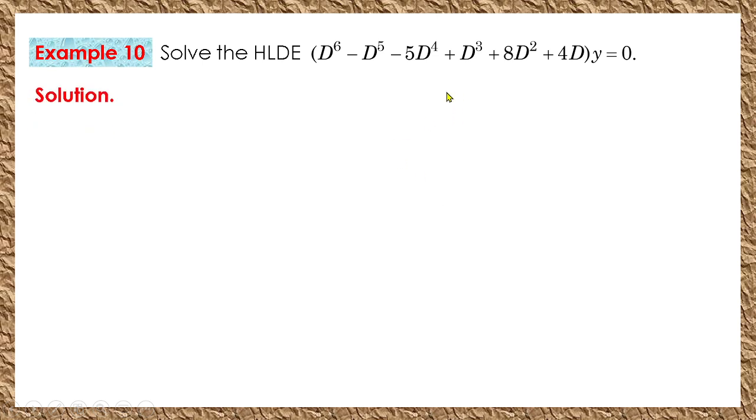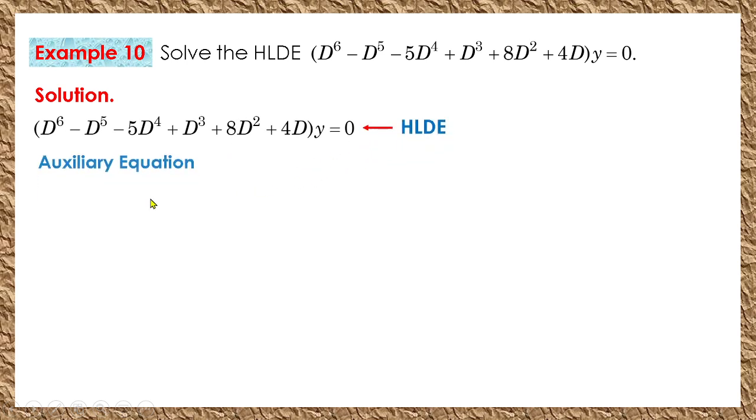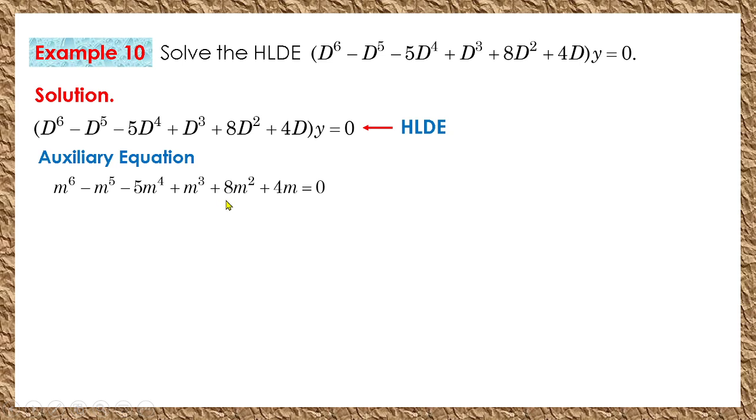D to the 6 minus D to the 5th minus 5D to the 4th plus 3D cubed plus 8D squared plus 4D applied to y equal to 0. This is the homogeneous LDE. What is the auxiliary equation? m to the 6 minus m to the 5th minus 5m to the 4th plus m cubed plus 8m squared plus 4m equal to 0.